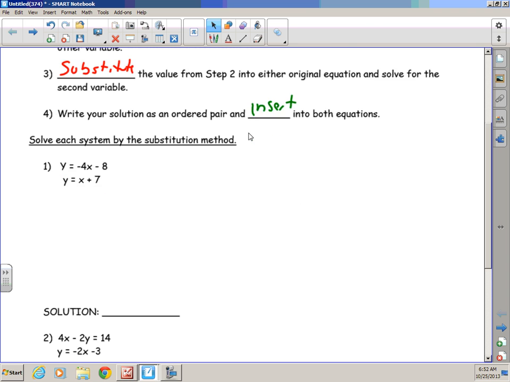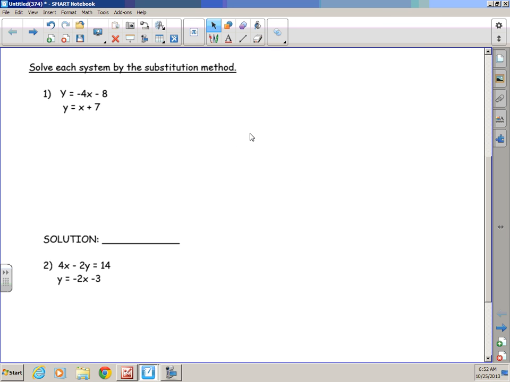So let's take a look at the first example. I have two equations, y equals -4x minus 8 and y equals x plus 7. Hopefully you'll recognize that if y equals this and also equals that, then these two statements must be equal to each other. So all I'm doing is taking x plus 7 and placing it in for y, or I'm taking -4x minus 8 and placing it in for y there.